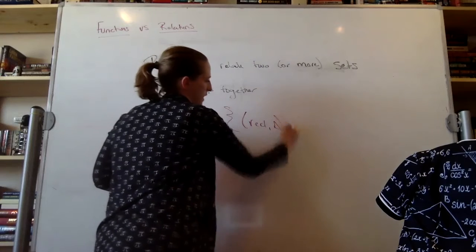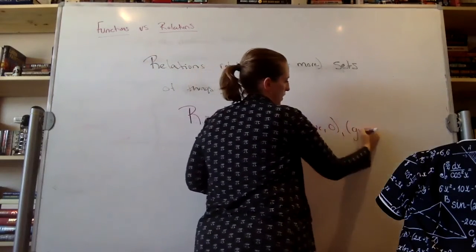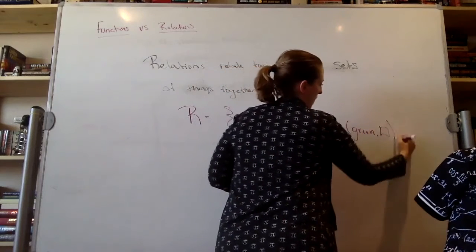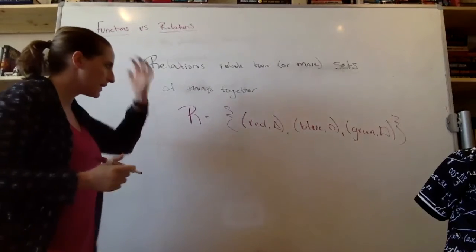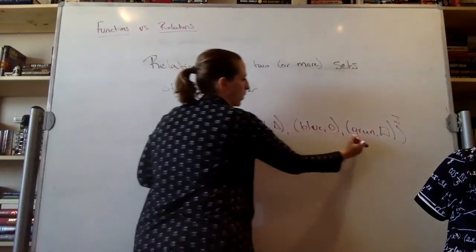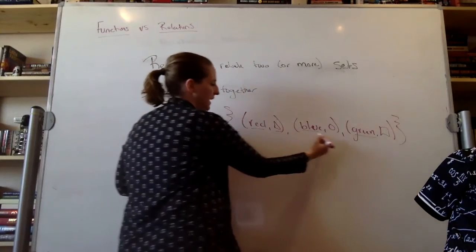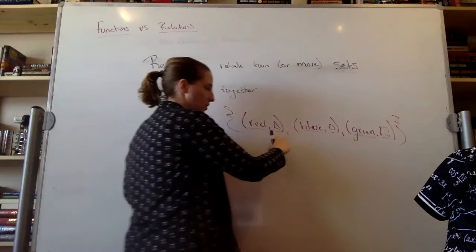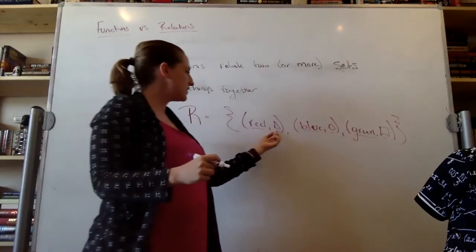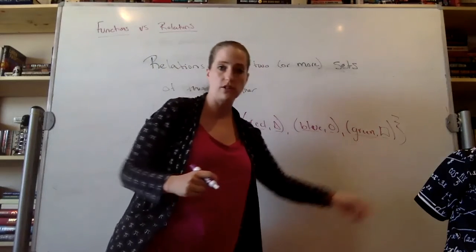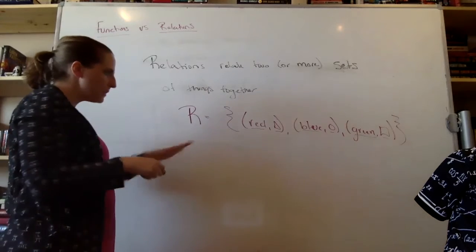Red triangle, blue circle, green square. Okay. So this is a relation which I've named big R, and it's relating two things together. The things in the first position of the ordered pair, in this case colors, red, blue, green, and the things in the second position, in this case shapes: triangle, circle, square. So it's saying red relates to triangle, blue relates to circle, green relates to square. Okay? So it's just relating these two groups of things together, colors and shapes, and it's doing so in this way.